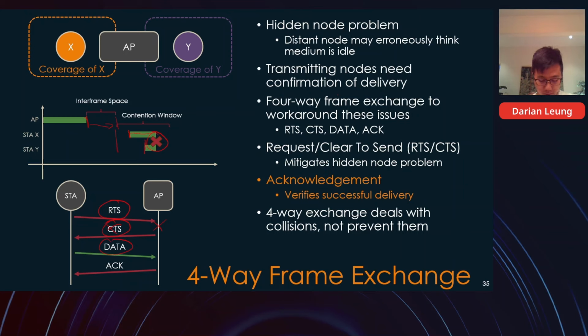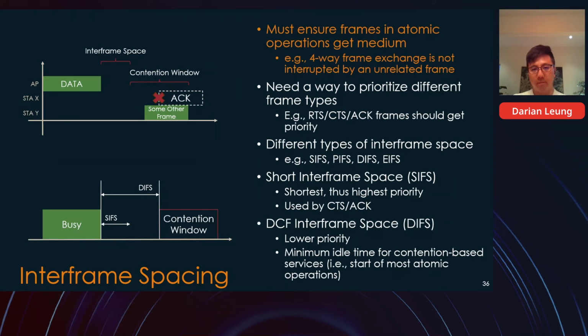Likewise with the acknowledgement frame, if station X sends a data frame to the AP and there were no collisions, the AP will respond with an ACK frame. The lack of an ACK frame indicates to station X that a collision occurred and it needs to retry. Note that the four-way exchange only deals with collisions, but it does not prevent collisions.